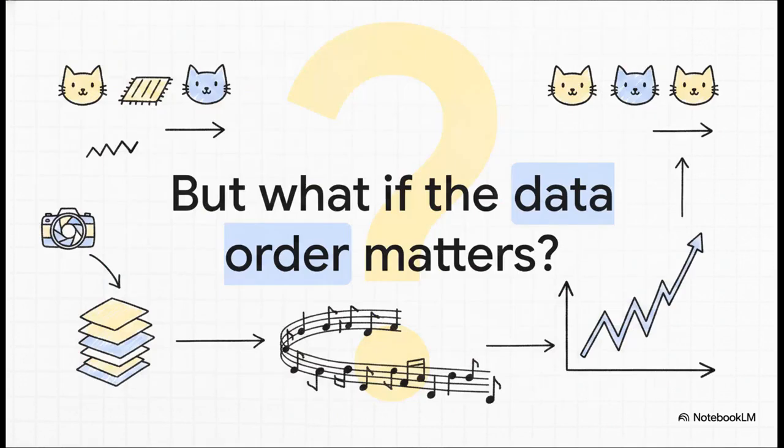Now, that handles static images perfectly. But what happens when we need to process sequential data? Where the order changes the entire meaning. I mean, the cat sat on the mat, and the mat sat on the cat use the exact same words, but they paint two very different pictures. Images are spatial, but things like language, music, or stock prices, those are sequential.